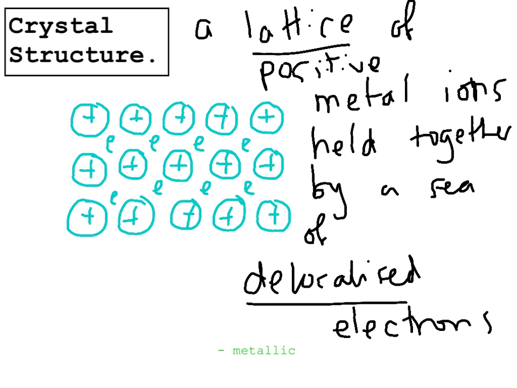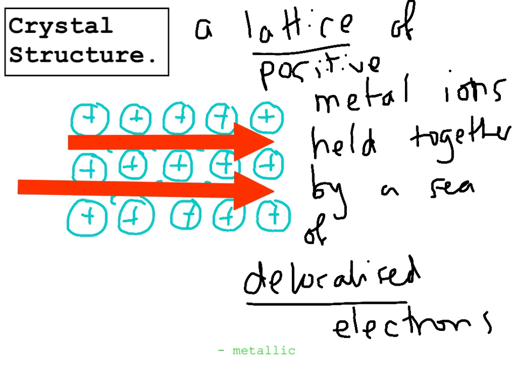Now compounds that have a metallic crystal structure have a number of different properties. Firstly, they can conduct electricity because these electrons can move throughout the structure. And because the electrons can move and flow freely, they can carry charge as well, so electricity can flow through metals. Secondly, they have a very high melting point because metallic bonds are extremely strong.